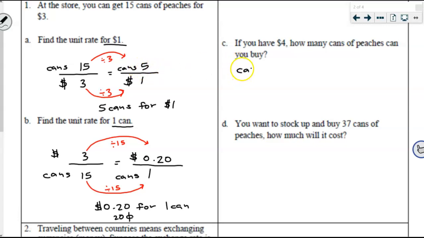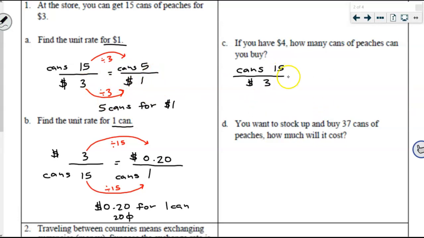In the beginning of this problem, all I knew was that you can get 15 cans for $3. And if I'm looking for equivalent ratios here, and I'm saying, okay, I have more than $3, I have $4, so I want to know how many cans of peaches can I buy, is that an easy problem to solve? Especially if we're not using calculators here. Can you easily turn a 3 into a 4 with multiplication? Not quite as easy, right? Could you do it? Yeah. But is it something that you can do quickly and easily in your head? Probably not.